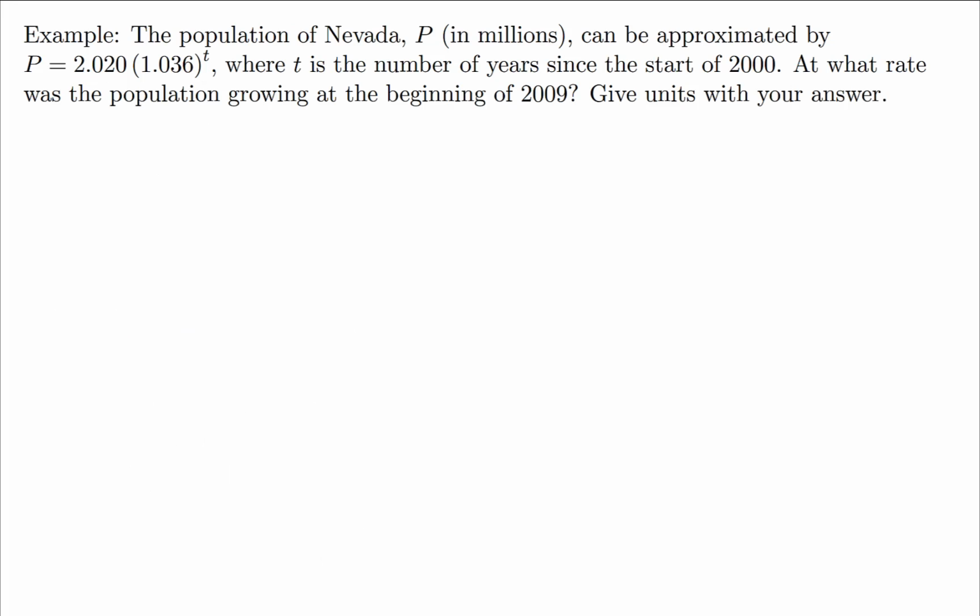Now let's look at a few applied problems. The population of Nevada can be approximated by 2.020 times 1.036 to the t, where t is years since the start of 2000. We want to know at what rate the population is growing at the beginning of 2009, which, by the way, would be t equals 9.